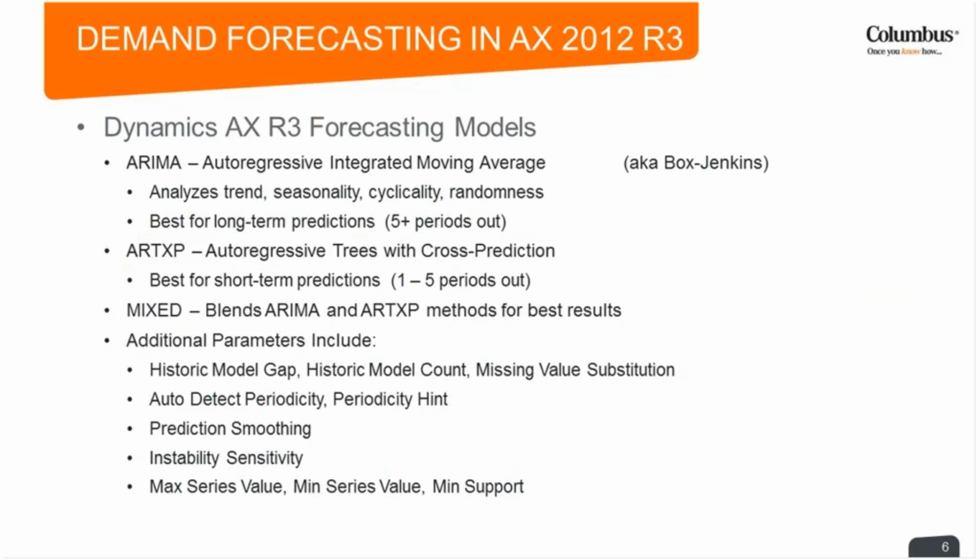ArtXP is autoregressive trees with cross prediction, and this is a Microsoft forecasting model. It's really best for short term. It's looking at your short-term numbers and trying to apply that next phase, that next period, and making decisions around that. And then you have Mix, which is a blend of those two. I'm not really going to give too much guidance on either of those. It's something you have to play with right now.